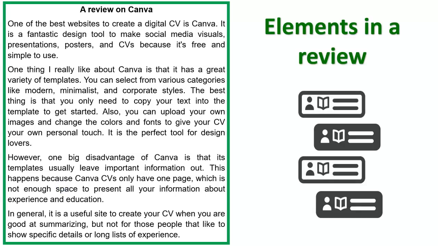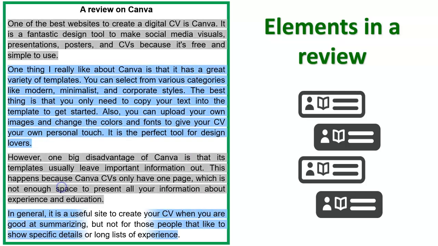Now that you have seen the example, let's analyze its elements. The first thing that you can see is that there are 4 defined paragraphs in a review. Every paragraph has a purpose, and it's easy to know them just by reading each paragraph carefully. So, at this moment, I invite you to do it. Read the whole text and try to identify the purpose of each paragraph.